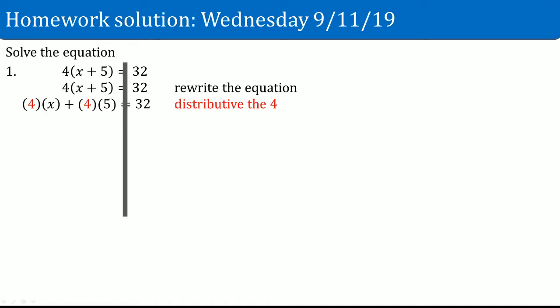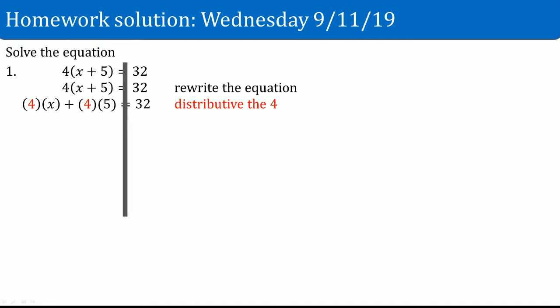So you're going to distribute the 4. Why do we distribute the 4? Because that is the value that is in front of the parentheses. Notice it becomes 4 times x plus 4 times 5. The 4 is distributed to both terms in the parentheses.